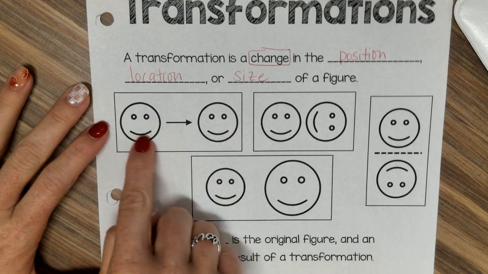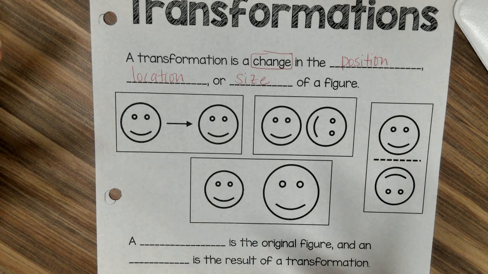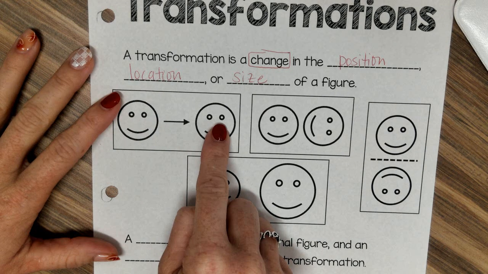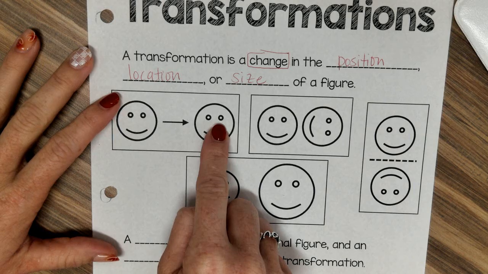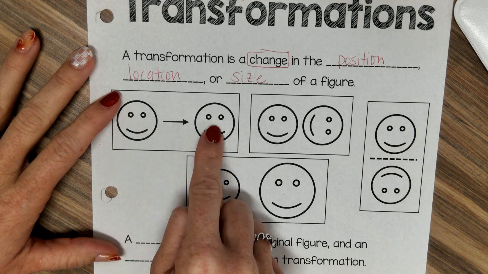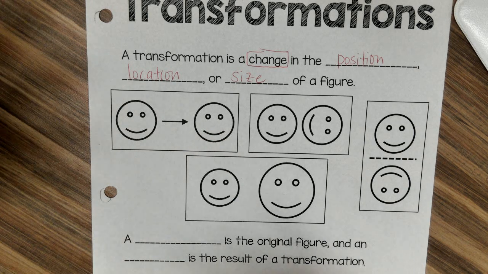The first one we're going to learn is this one. And they used a happy face just to show you. What happened to this happy face? They took it, and what did they do to it? It looks the same, doesn't it? But if it went from here to here, what do you think happened to it? It just moved. That's all it did.